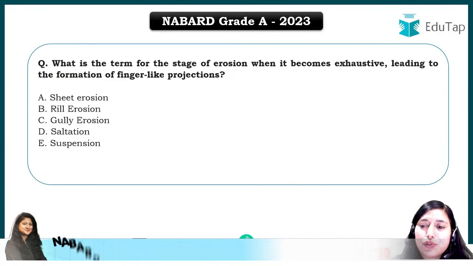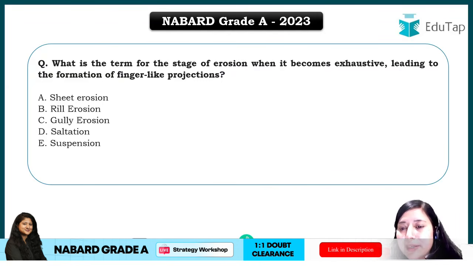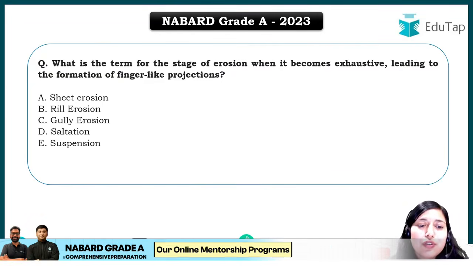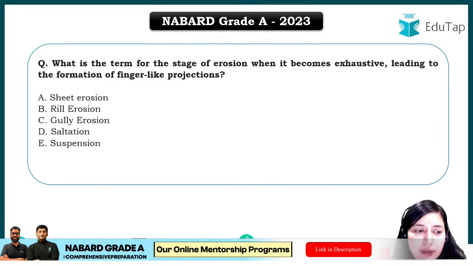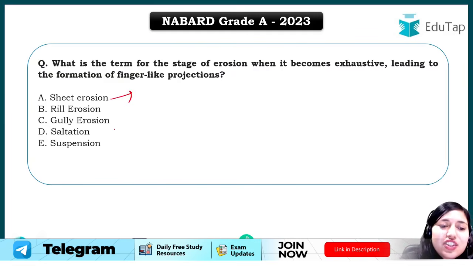Now here's a question from the soil erosion topic. What is the term for the stage of soil erosion when it becomes extensive, leading to the formation of finger-like projections? Okay, we have been given the options: sheet erosion, rill erosion, gully erosion, saltation, suspension. So let's see what these are. What is sheet erosion?